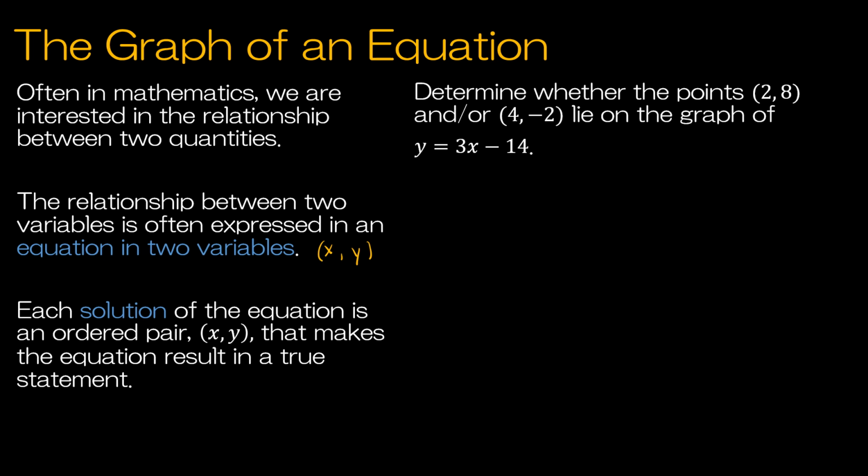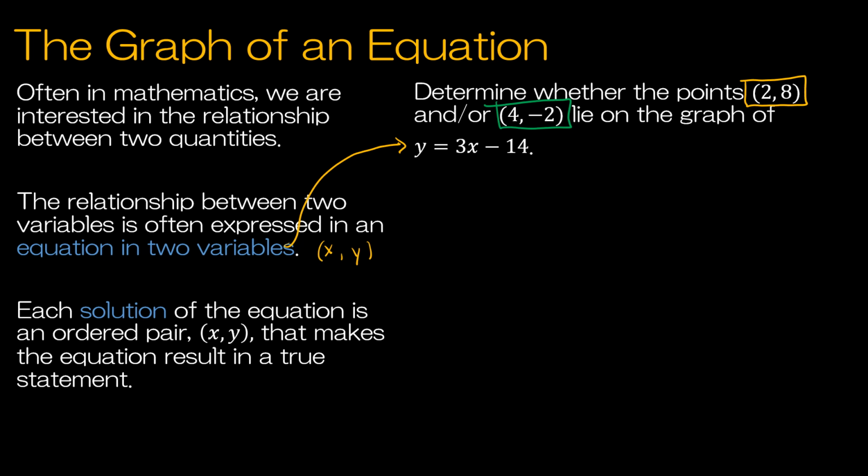So we have a practice question here to do together. It says determine whether the points (2, 8) or (4, -2) lie on the graph of y equals 3x minus 14. So y equals 3x minus 14 is an equation in two variables because it uses the variables x and y. Now we're going to determine which one of these points, if any, result in a true statement. And if the equation results in a true statement, that means the point is on the line.